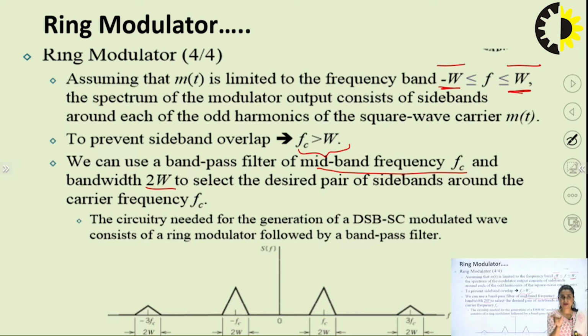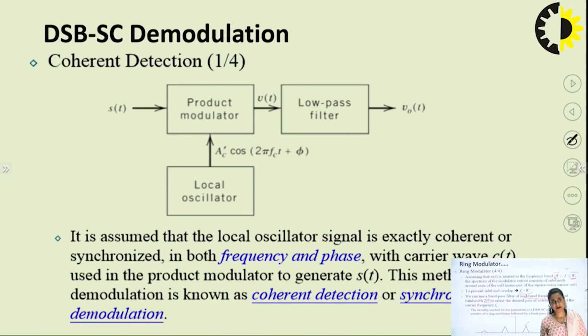And what is the bandwidth that it passes? That is 2W, to select the desired pair of sidebands around the carrier frequency, right? Such a spectrum I can see around every integer multiple, like around FC it should be lying from minus W to plus W, that is bandwidth 2W, which is the standard bandwidth of AM. So in case of double sideband suppressed carrier and in case of conventional AM, my bandwidth remains the same. Even conventional AM uses 2W bandwidth, even my double sideband suppressed carrier uses 2W bandwidth, right?